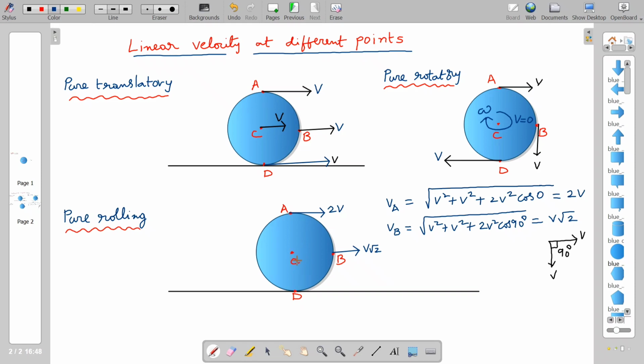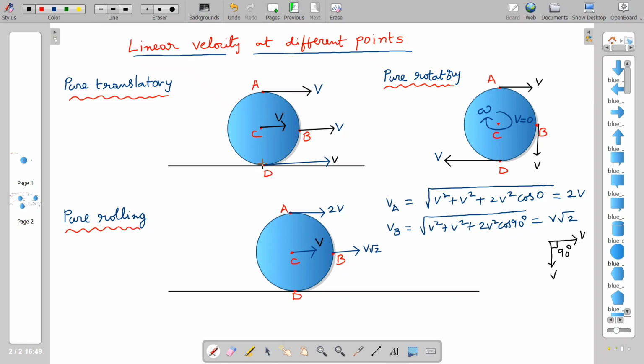Now what about velocity at point C? If you observe the above two figures, in the first, pure translatory motion, velocity at point C is V along a straight line. But in the second, pure rotatory motion, velocity at point C is 0. Then their sum will be V. So at point C, velocity will be V. That is, velocity of center of mass at point C will be V.